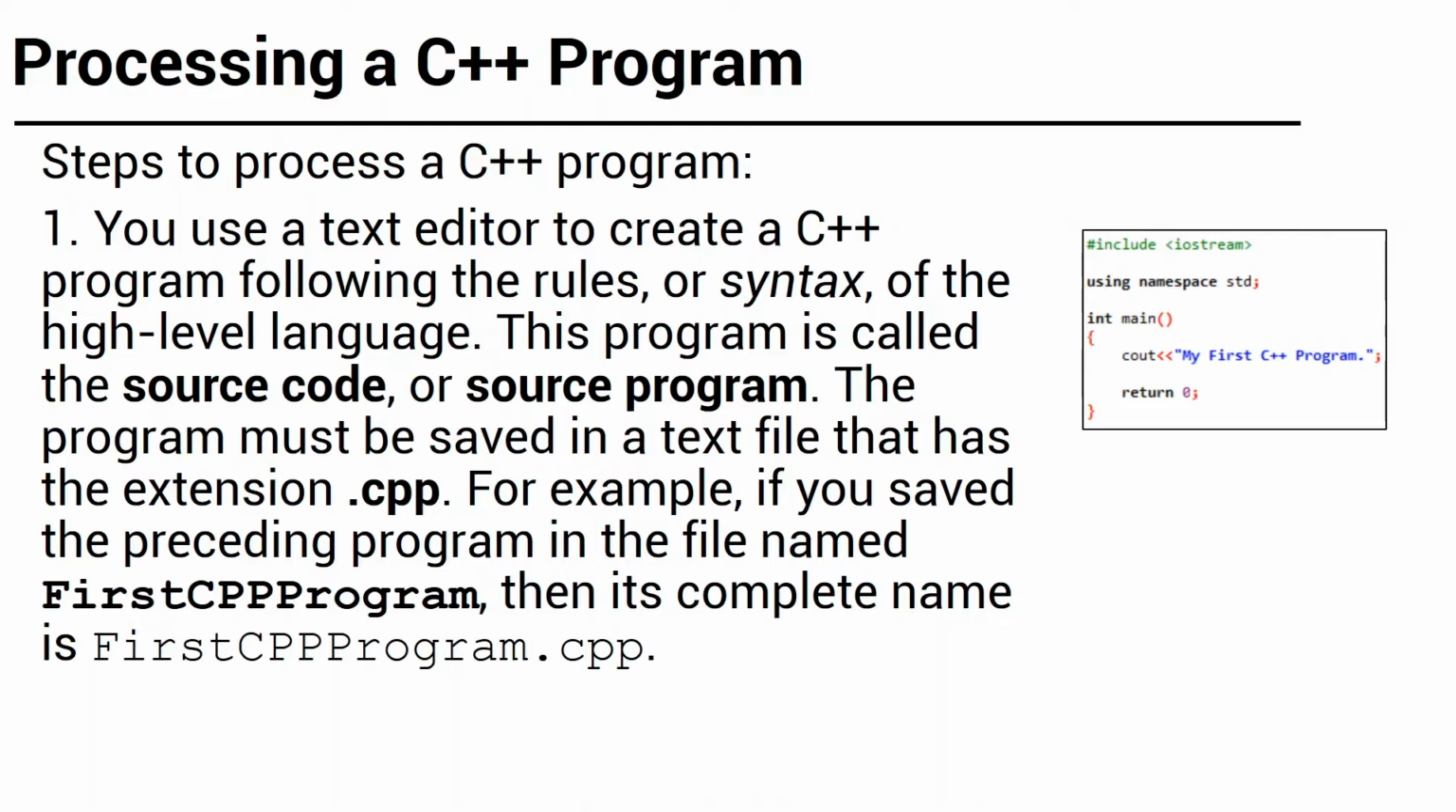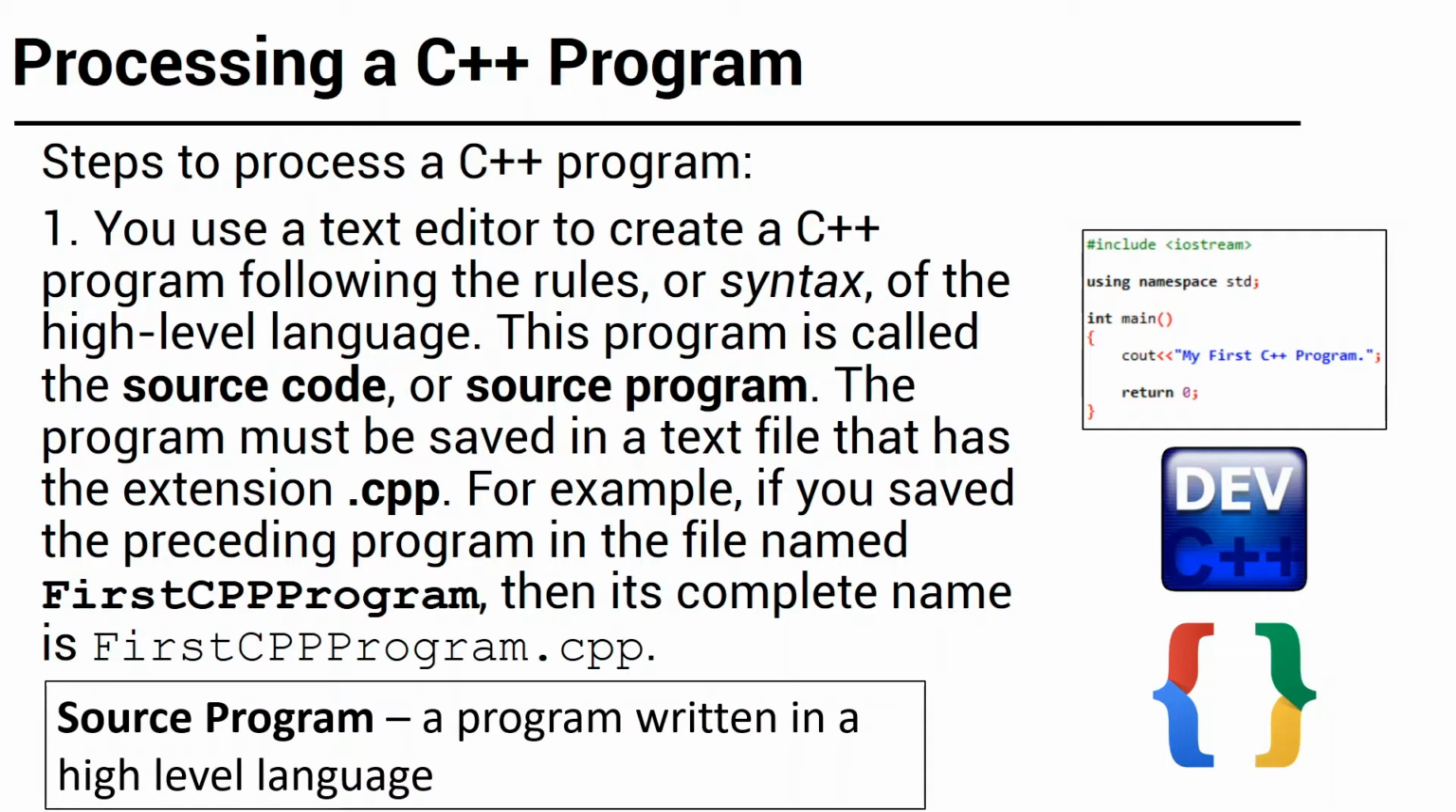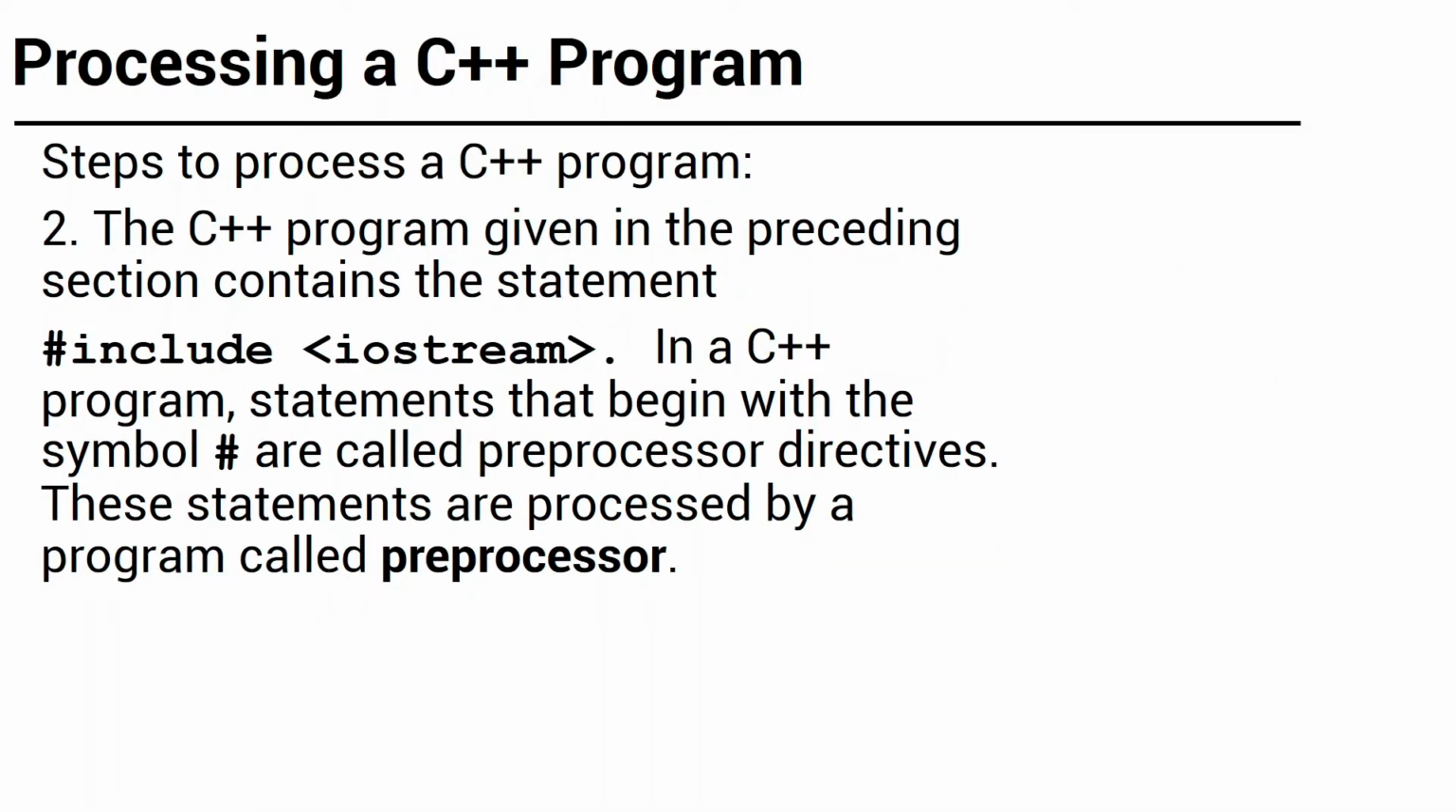For computers or laptops, you have installed Dev C++, and for Android phones or mobile phones, you will be using CPP Droid. So take note that a source program is a program written in a high-level language. Next, the C++ program given in the preceding section contains the statement #include <iostream>. In a C++ program, statements that begin with the symbol hash are called preprocessor directives. These statements are processed by a program called the preprocessor.